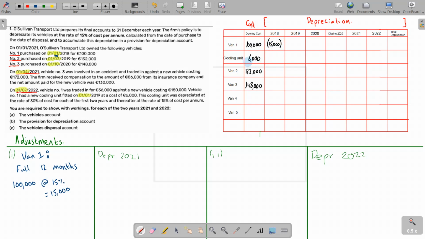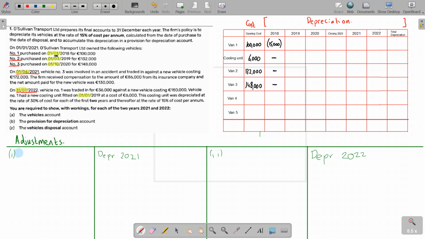Okay. Did we buy the cooling unit in 2018? No, we bought it in 2019. So there can't be any depreciation for something we never bought. Van 2, again, 2019. Van 3, we bought in 2020. So there's no depreciation for 2018. So moving on now to depreciation for the year 2019. There'll be a bit more in there now.